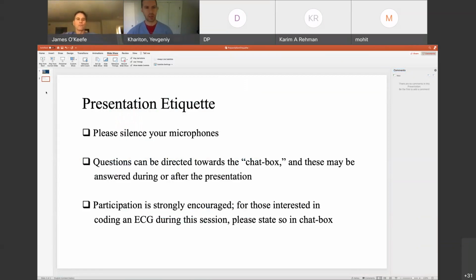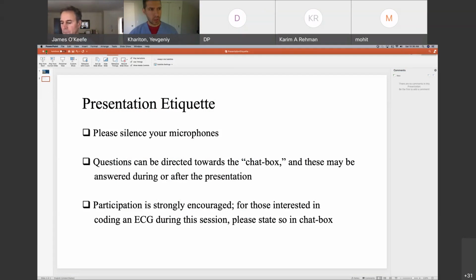Please, as common courtesy, remember to silence your microphones after finishing participation. All questions can for the most part be directed towards our chat box, and I will try my best to get to those questions throughout the presentation. And finally, we very much encourage your participation and feedback during the session to make this as interactive as possible.